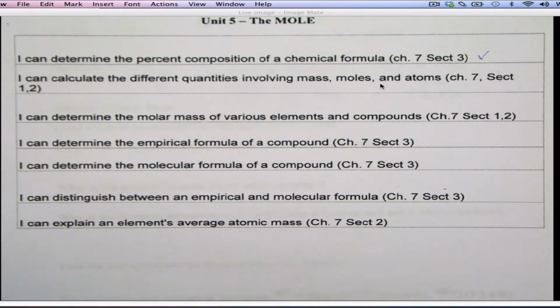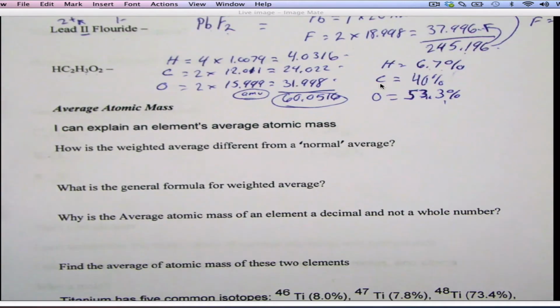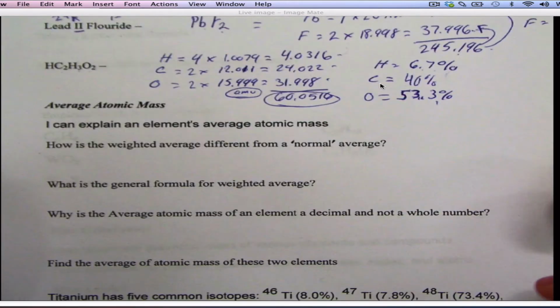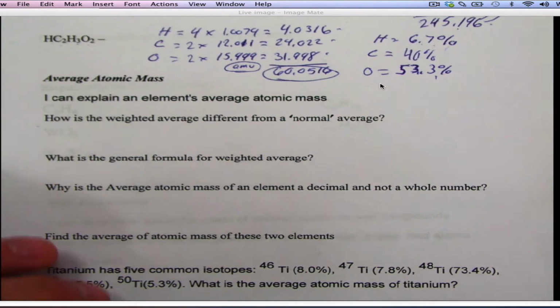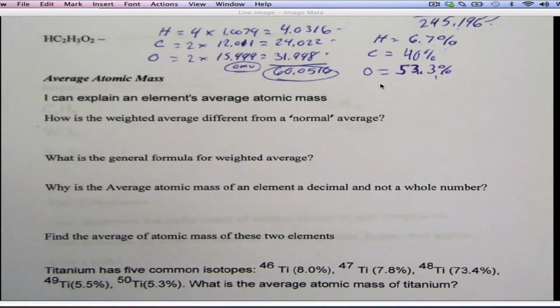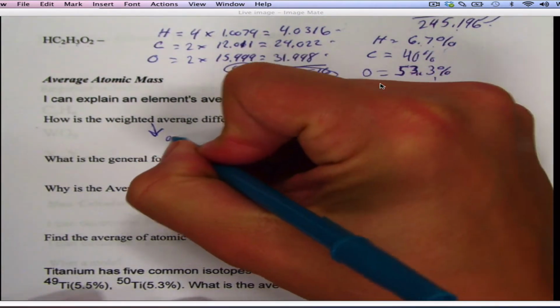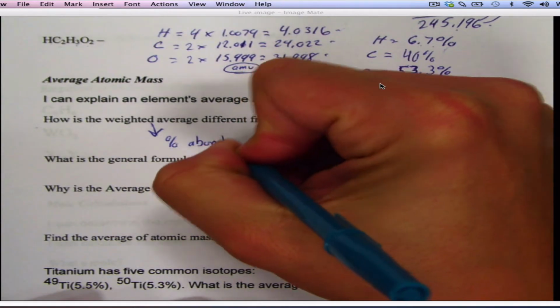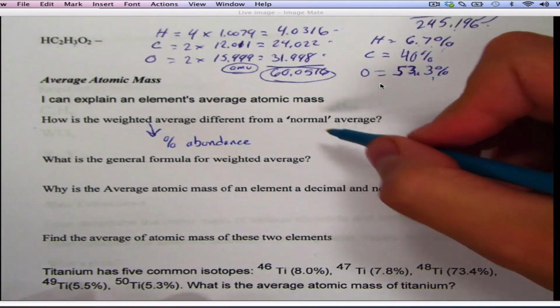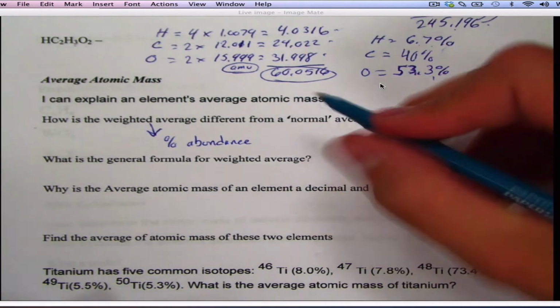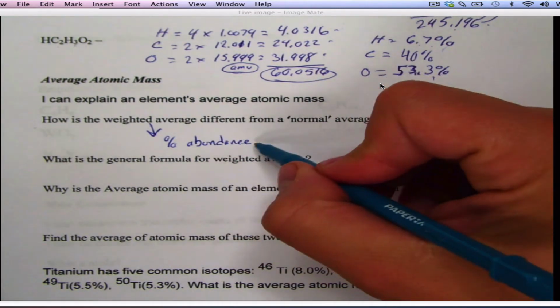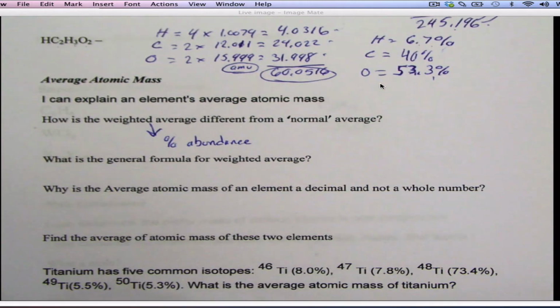All right, so here we go. Average atomic mass, which is the second part of your notes. So how do I explain an element's average atomic mass? Well, what you have to think of is there's a weighted average and there's a normal average, kind of like a grade. A weighted average includes the percent abundance, whereas a normal average is just how many there are and you divide by that many. Think about the percent abundance like your grade: 25% is labs and 50% is tests and so on. How much each one is worth matters.